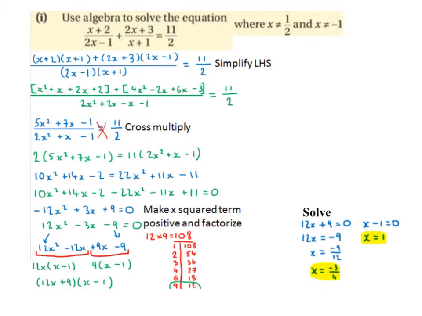Then we need to simplify. 10x squared minus 22x squared gives us minus 12x squared.